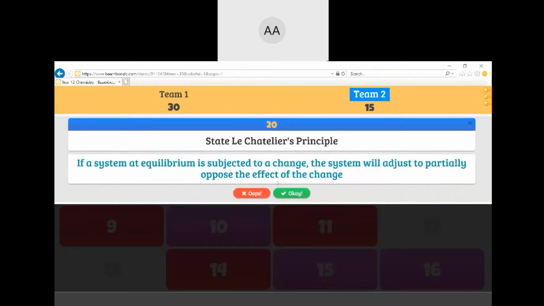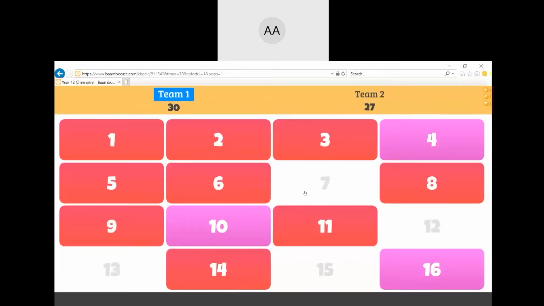Le Chatelier's principle. If a system at equilibrium is subjected to a change, the system will adjust to partially oppose the effect of the change. Excellent definition. I'm going to give it to you because you did mention system and you did mention adjusting and changing. Excellent. Well done. And remember, equilibrium. Okay. So team two are on 35 points.